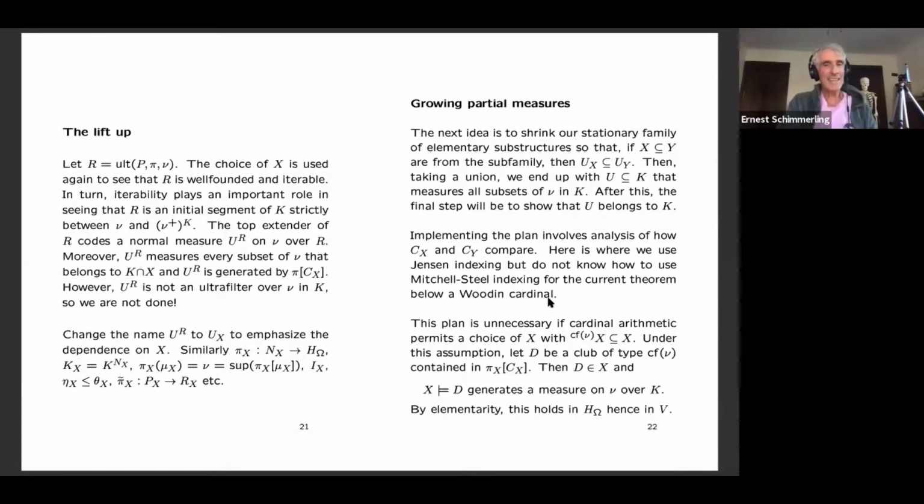I guess I can say that in the Mitchell-Steele case, we know that this is a club, but we don't know that it's a tail. And the difference between club and tail turns out to be some technical problem.